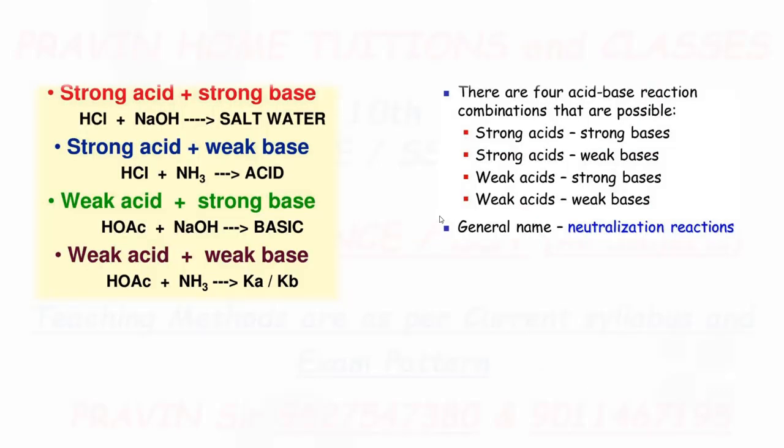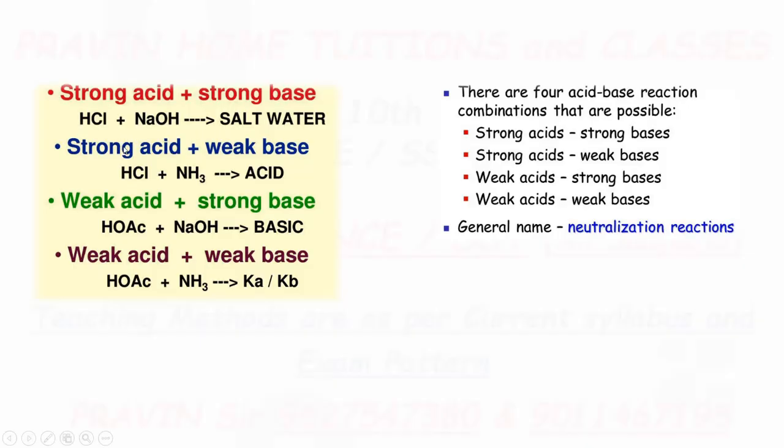Now, acid base reactions. So there are four combinations. We have already studied that when an acid reacts with a base, salt and water are formed. But what is the nature of that salt? It is based on which acid or which base we have used. First combination, strong acid and strong base. When a strong acid reacts with a strong base, it forms salt and water and it is neutral.